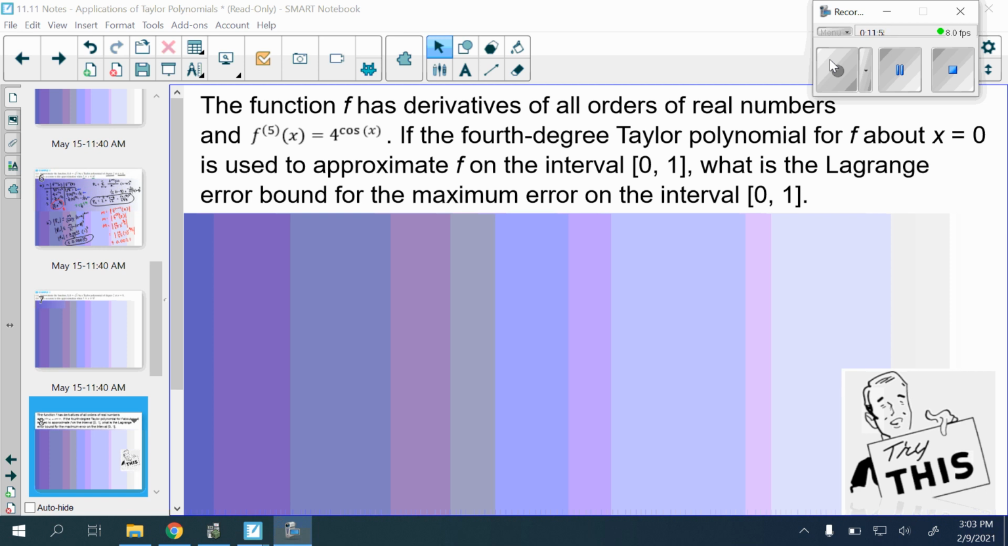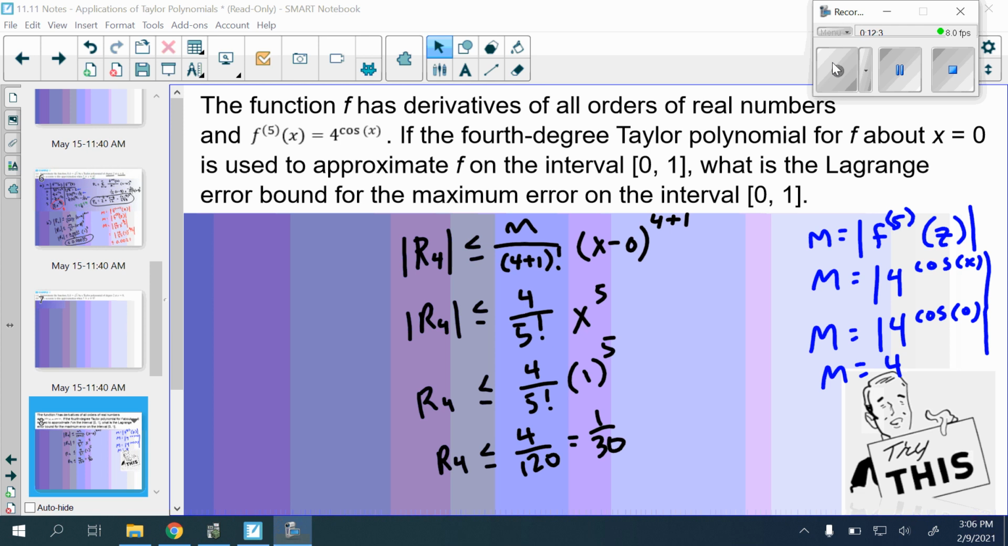All right, I want you to try this next one here. They give you a function, and they tell you that the fifth derivative of this function is 4 cosine x. If the fourth degree Taylor polynomial of f about 0, so it's a Maclaurin one, is used to approximate f on the interval from 0 to 1, what is the Lagrange error bound for the maximum error on this interval? So all you're after is the error on this one. I want you to pause and try it out and see what you get. All right, let's see how you did.